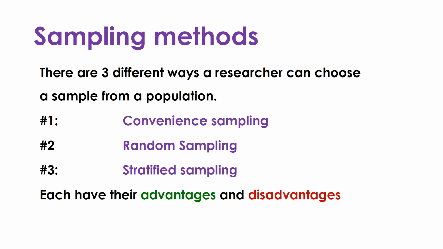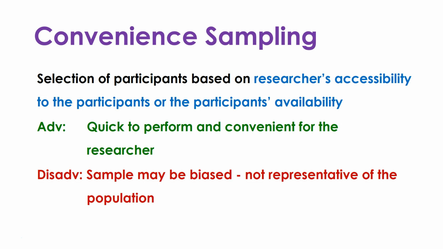Right, here's where it's going to get exciting. There are 3 ways that we can actually sample: convenience sampling, random sampling, and stratified sampling. Each of them has its pros and cons. This is where it's going to get exciting. First, let's talk about convenience sampling.